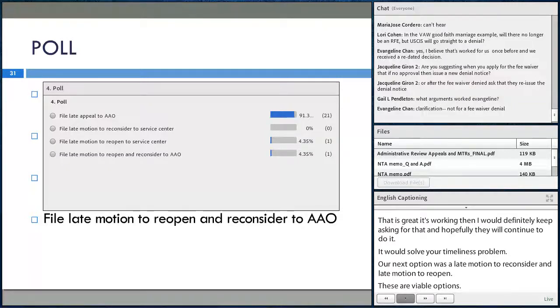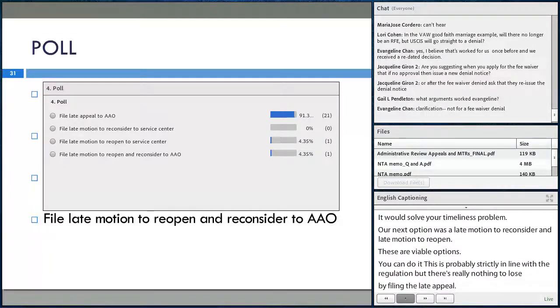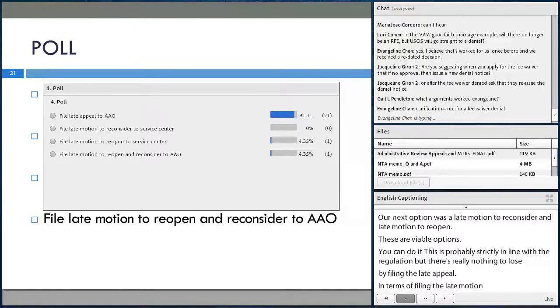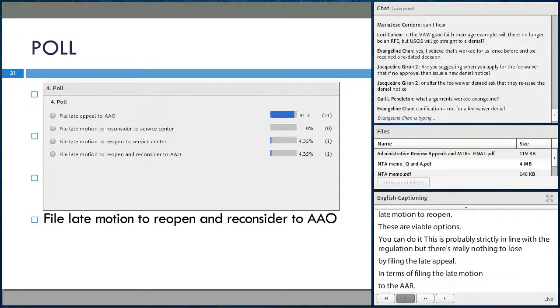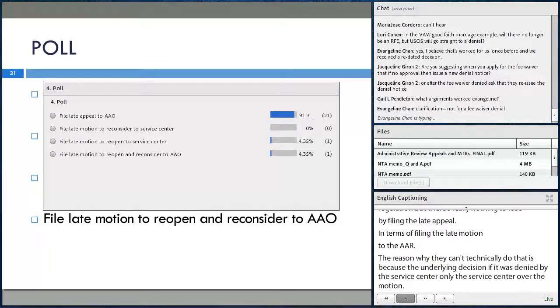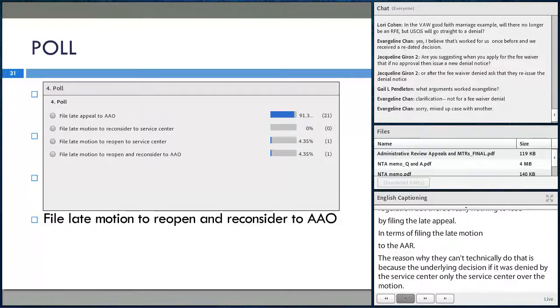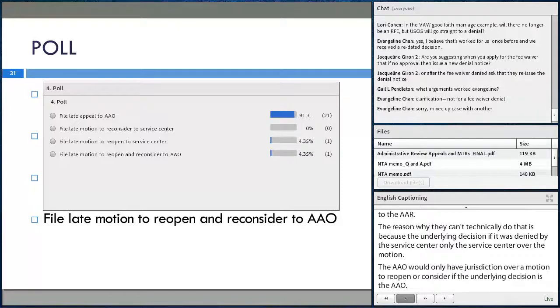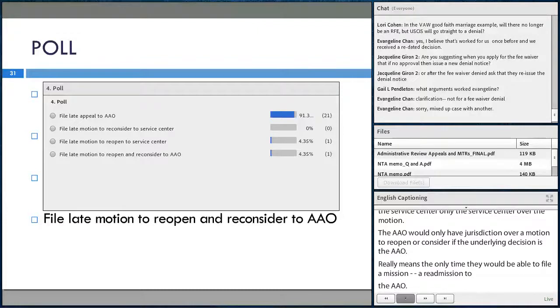And then in terms of filing the late motion to the AAO, the reason why you technically can't do that is because if the underlying decision was denied by the service center, only the service center has jurisdiction over the motion. The AAO will only have jurisdiction over a motion to reopen or a motion to reconsider if the underlying decision was made by the AAO. And in practical terms, that really means that the only time you're going to be able to file a late motion to reconsider or reopen to the AAO is when you are filing a motion on an appeal that was denied by the AAO. Because otherwise, the underlying denial is always going to be coming from a service center. And so they're the ones who are going to have jurisdiction over the motion.